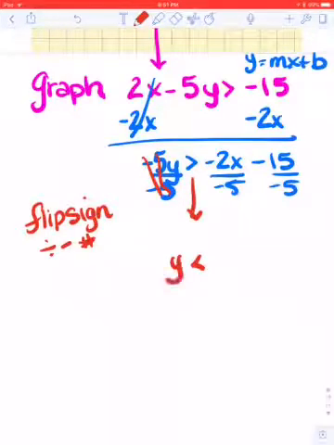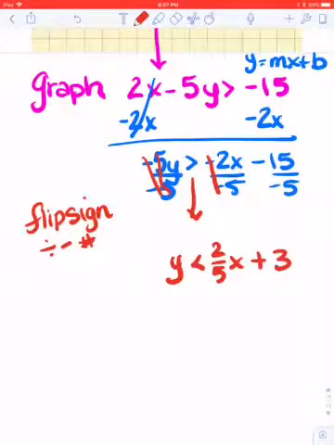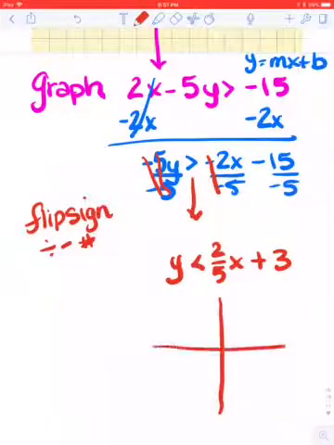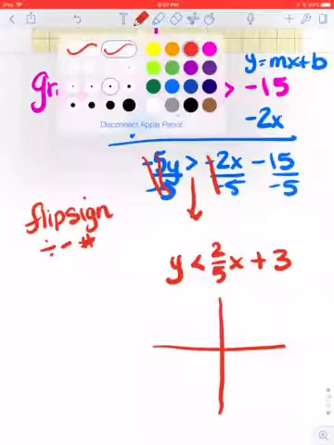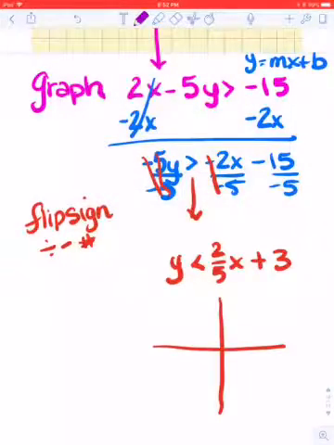These cancel, I'm left with y. Those cancel, so I'm left with 2/5 x. And then negative 15 divided by negative 5 is positive 3. So now because it's in y equals form, I can start to get my 4 boxes together. So my m is 2/5. B is 3.